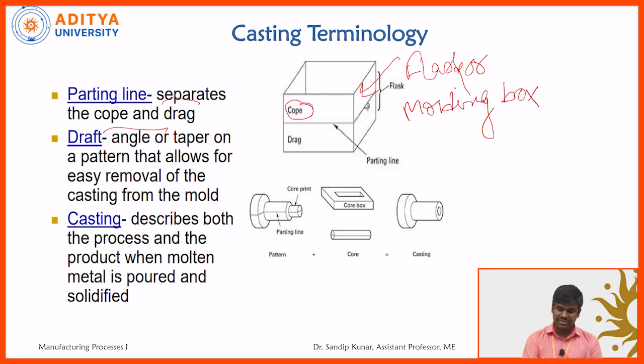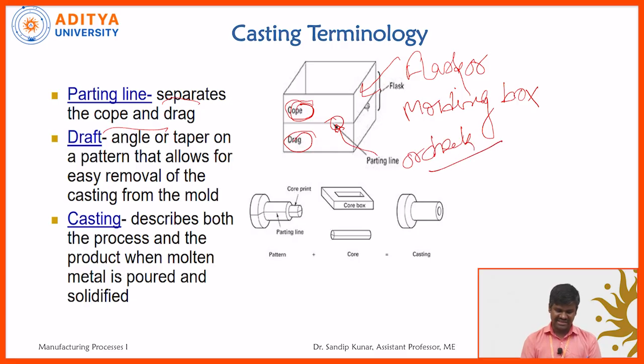So in that box, mainly three parts are there. First part is called cope, the upper part of the pattern. Lower part of the pattern is called drag. And the middle portion is the parting line, which also has another name, cheek.